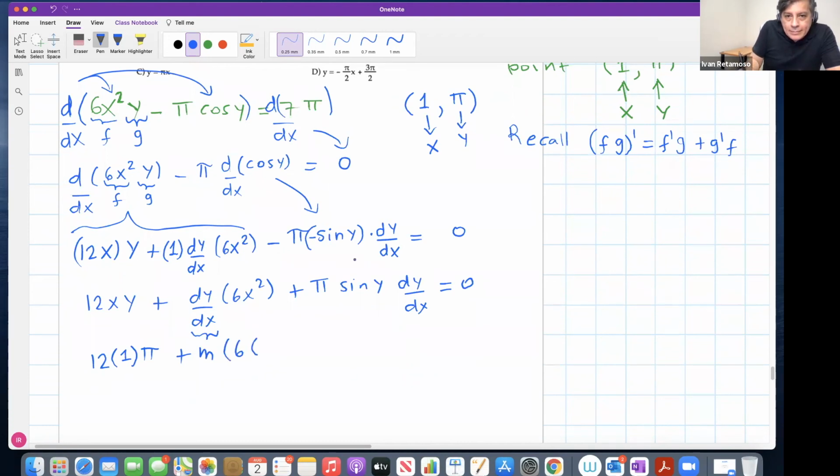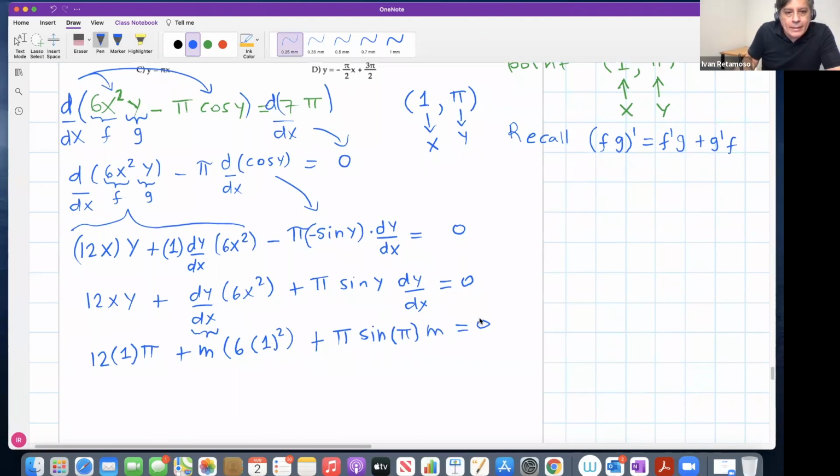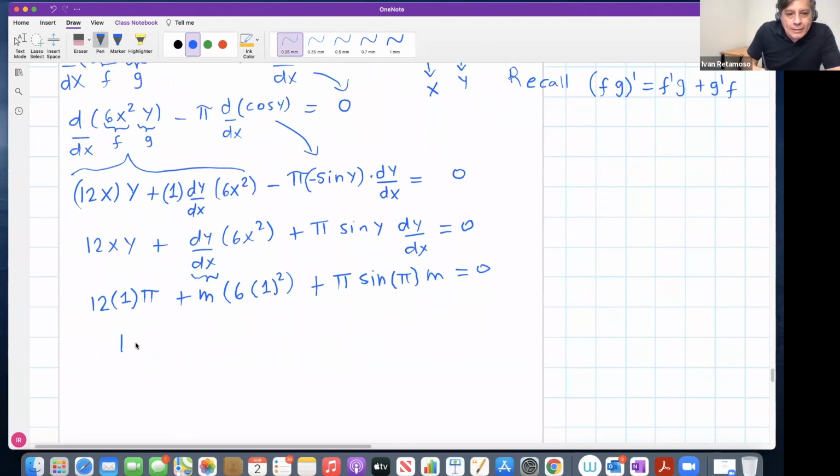6x, but x is 1, is squared, plus pi sine of y, but y is pi. dy/dx, I can write it as m, right? m here equals 0. Now, this is 12 pi, right? 12 pi. Let's keep pi, right?